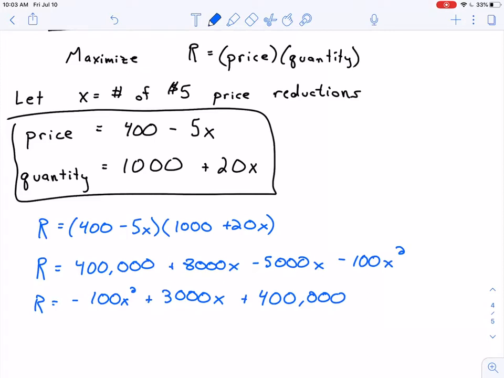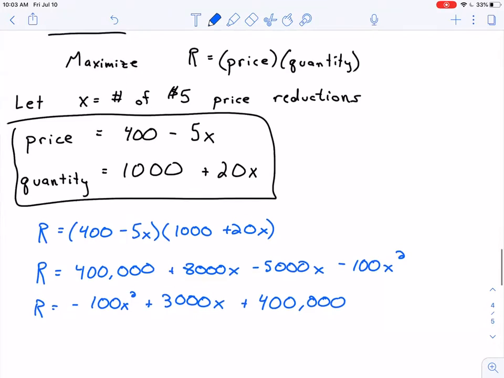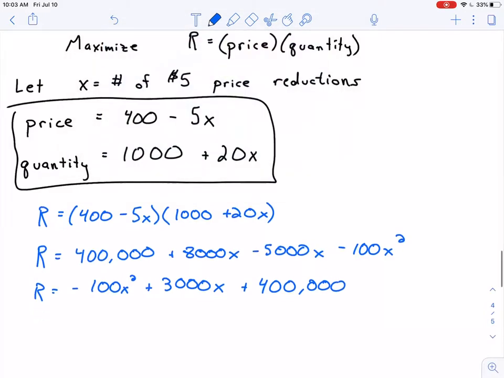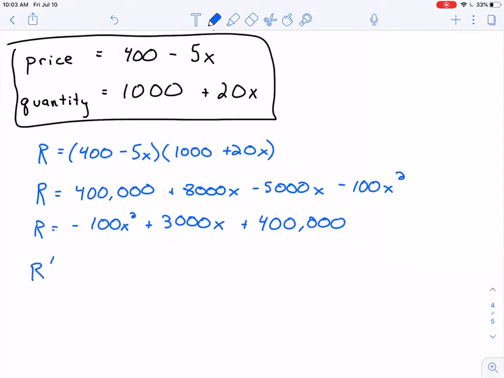So, all right, here is my revenue function. I know that I want to maximize my revenue function, so I want to find the critical numbers. Let's go ahead and take the derivative. I'll just continue in blue here. R prime is equal to negative 200x plus 3,000. So here's my derivative. I want to set it equal to 0, so negative 200x plus 3,000 equals 0, so that we can solve for x.